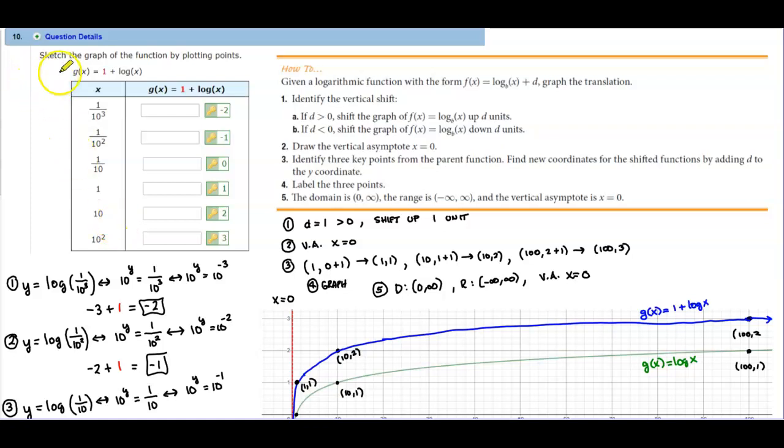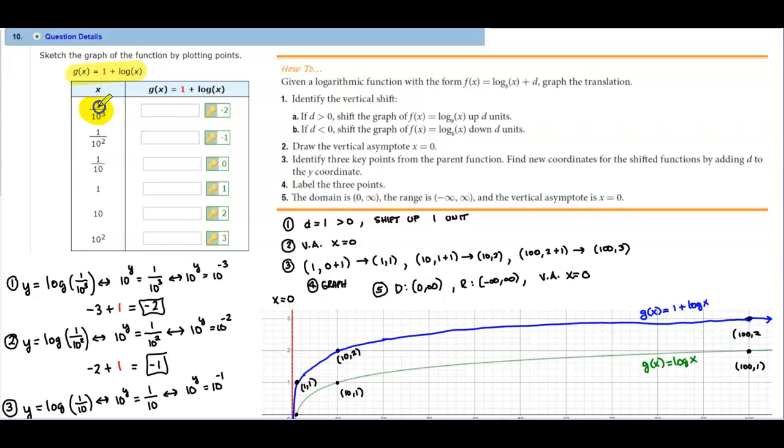Okay, in question 10, we want to sketch the graph of the function by plotting points. So we're going to plot them by points, so we're going to create a table, and then we're going to graph just by using the translation. In this scenario, we have our function g of x, which is equal to 1 plus the log of x. We have our values for x, and we're going to plug that into the function.